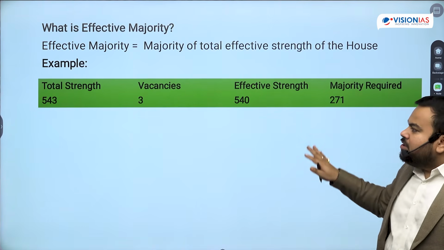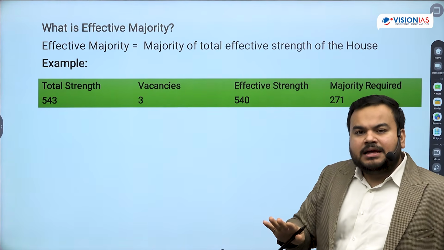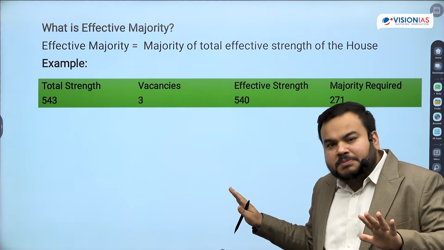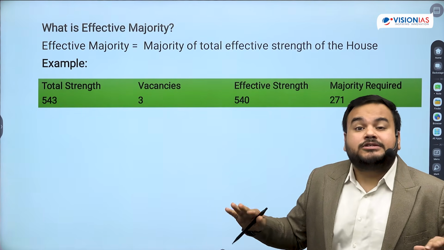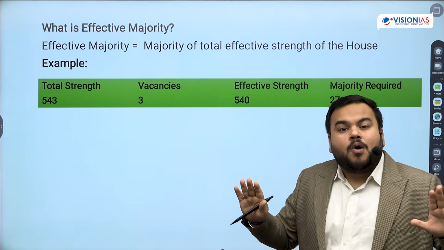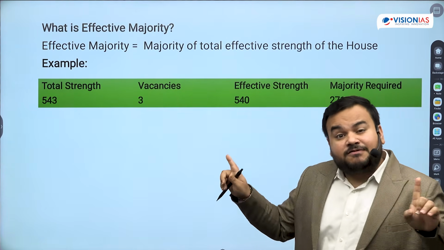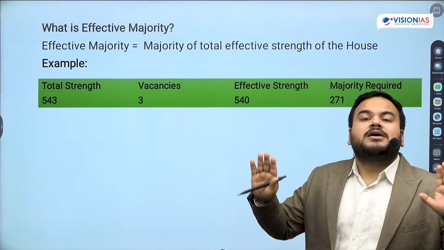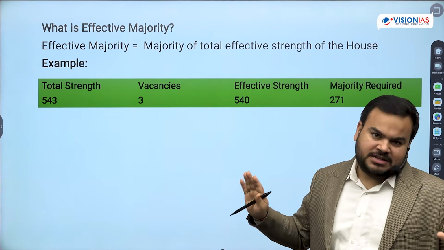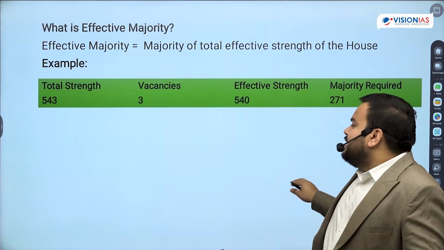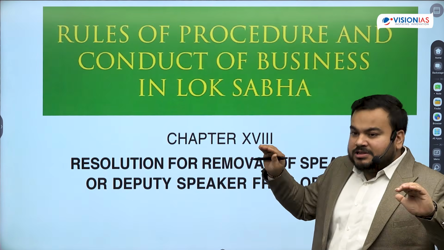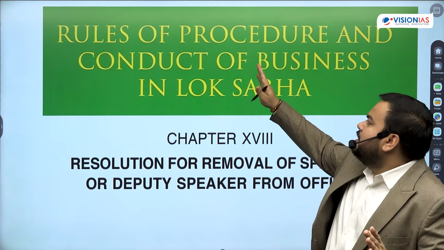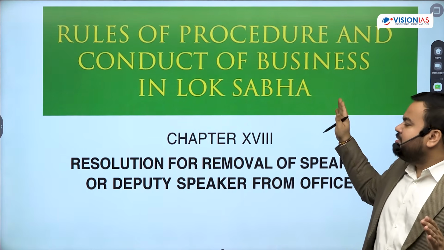This is where the Constitution, Article 94(c), tells that the Speaker of the House can be removed by a resolution passed by all the then members of the House, on the condition that a 14 days prior notice has to be given before introducing such a resolution. But how exactly the process of removal works is mentioned in the Rules of Procedure and Conduct of Business in Lok Sabha.